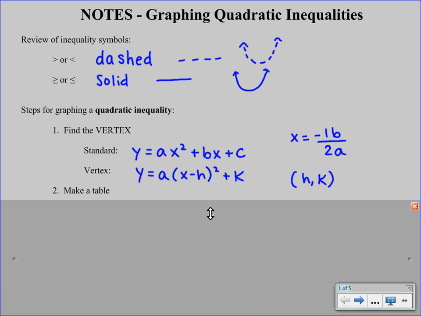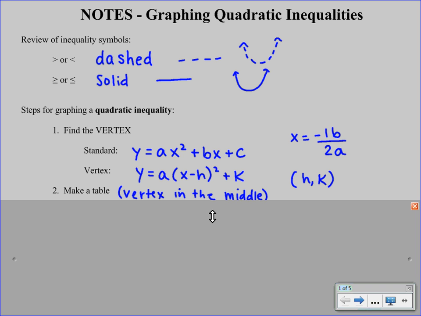Once you get the vertex, step two is to make a table. And the key with your table is to make sure that you put the vertex in the middle. If you think about the vertex being the middle of your graph or the middle of your parabola, that should help you remember that the vertex should be in the middle of the table. And then from there, you're going to pick your points around it using the symmetry.